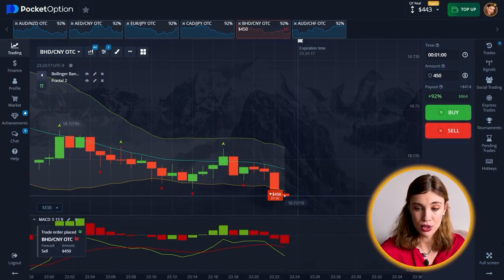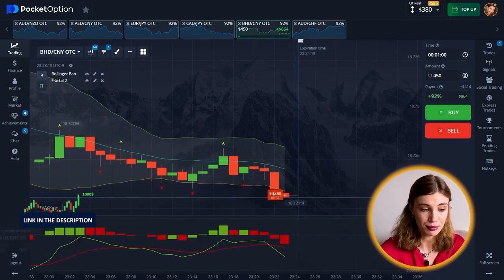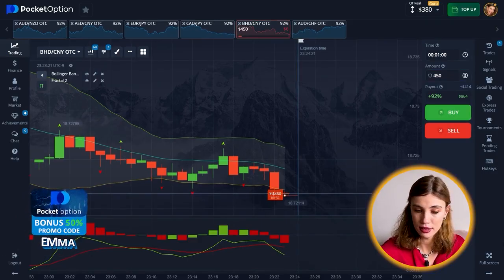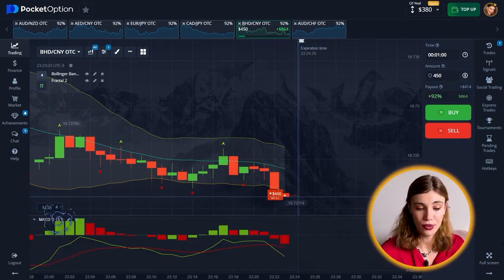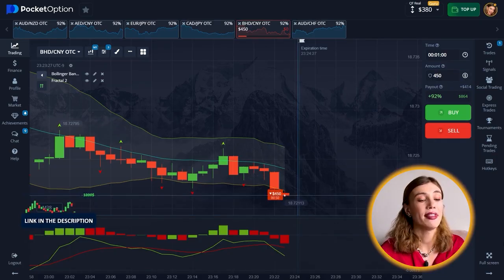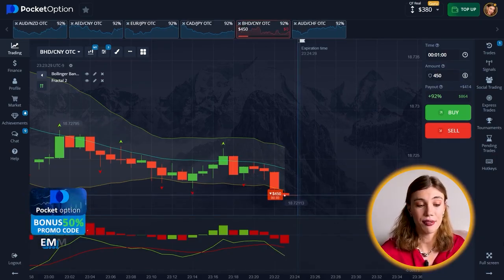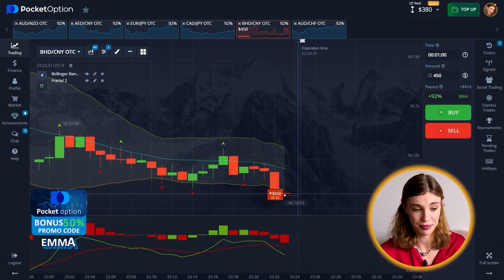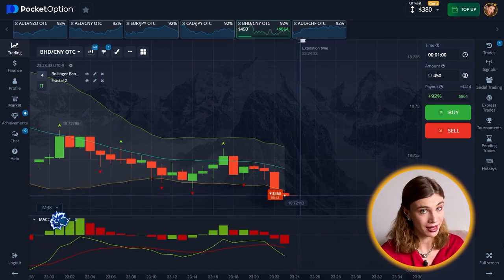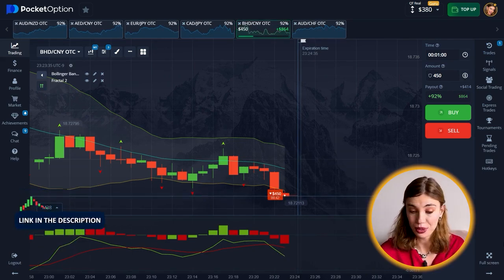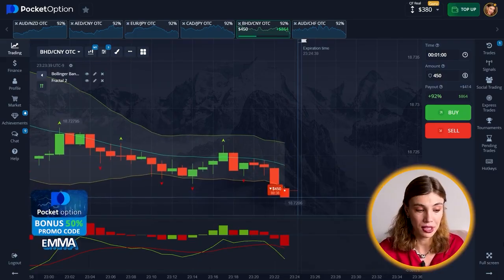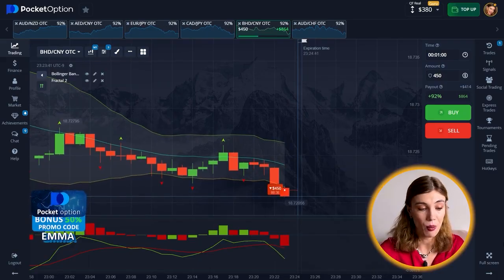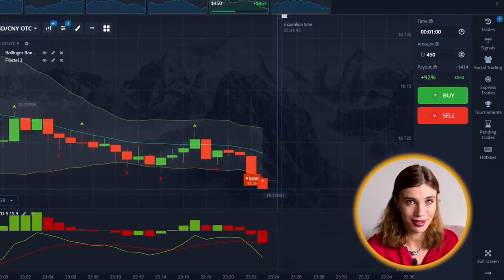Well, let's increase it to 450. The price broke through a fractal line with the oscillator indicating further downward movement, and the Bollinger Bands confirm the breakout. So we are going to go for a put option here and wait for this to happen.